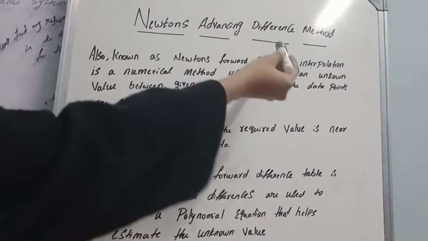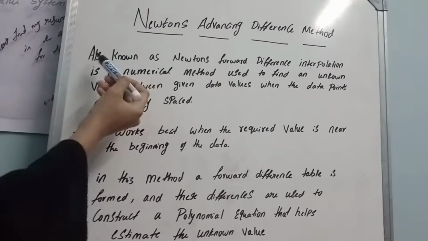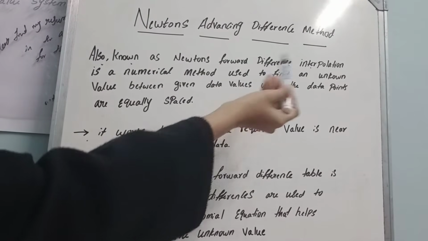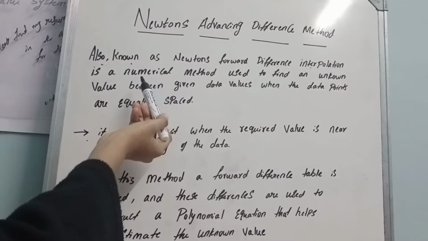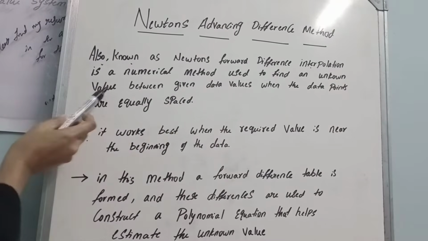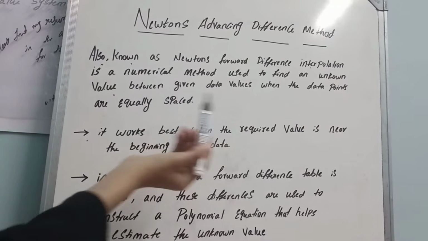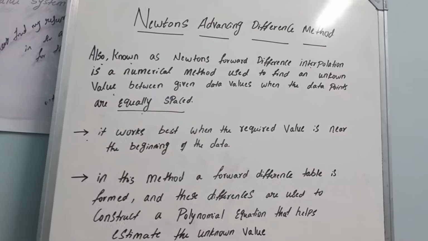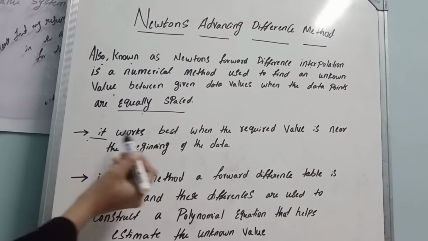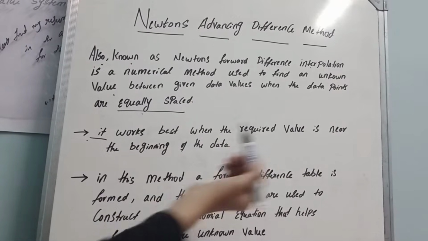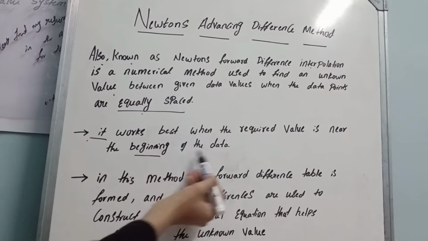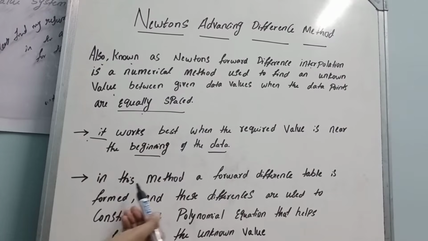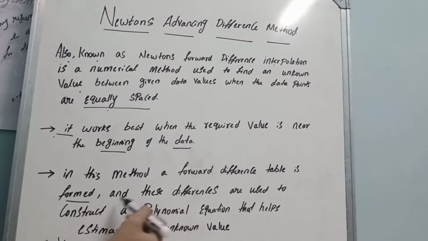Newton's advancing difference method, also known as Newton's forward difference interpolation, is a numerical method used to find an unknown value between two given values using data points that are equally spaced. It works best when the required value is near the beginning of the data. In this method, a forward difference table is formed, and these differences are used to construct a polynomial equation that helps estimate the unknown value.